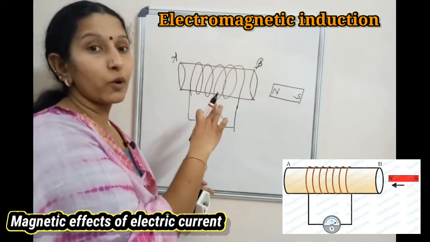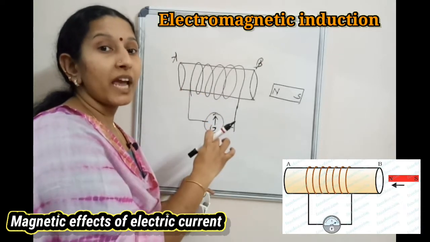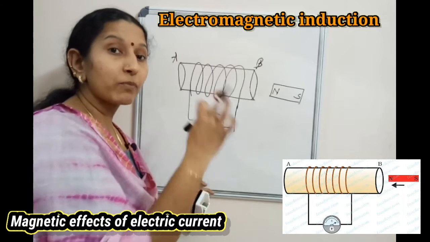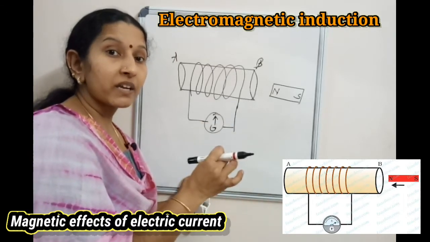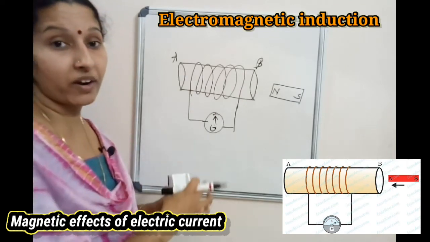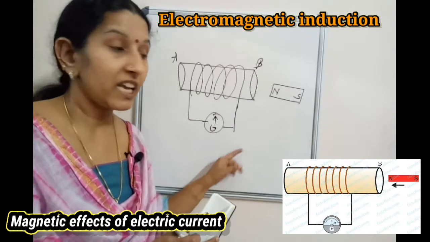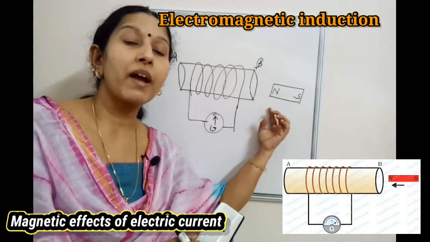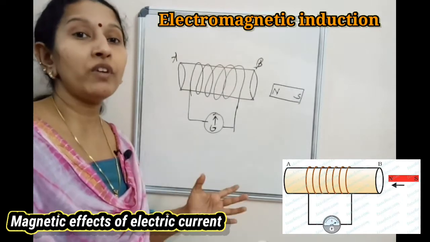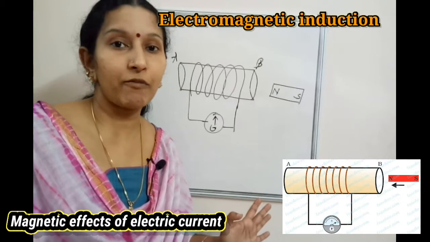When we show the north pole, deflection towards right. And when we withdraw the north pole away from the coil, the galvanometer needle deflects towards left. Okay, it's very important, right? When we show the north pole towards the coil, deflection towards right. When we withdraw the north pole of the magnet away from the coil, deflection towards left. When the magnet is stationary, there is no deflection of the galvanometer needle.